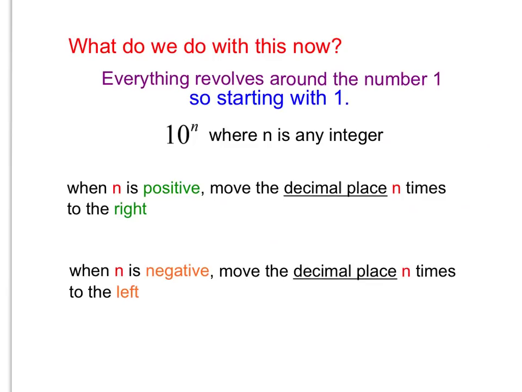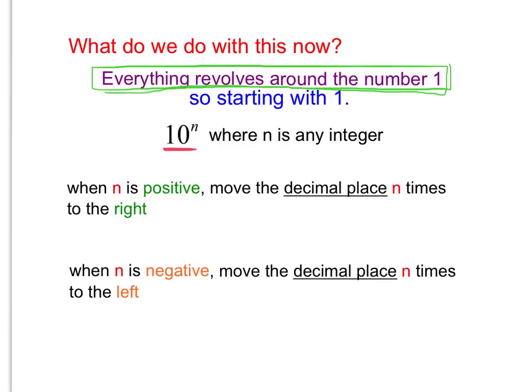Okay, so what do we do with this now? So what we can do is state that in this realm, everything revolves around the number 1. So if we always think about the number 1, you might say to yourself, okay, well, why the number 1? Well, if we start with number 1, we say 10 to the power of n, where n is any integer. So this can be any number that we think of.